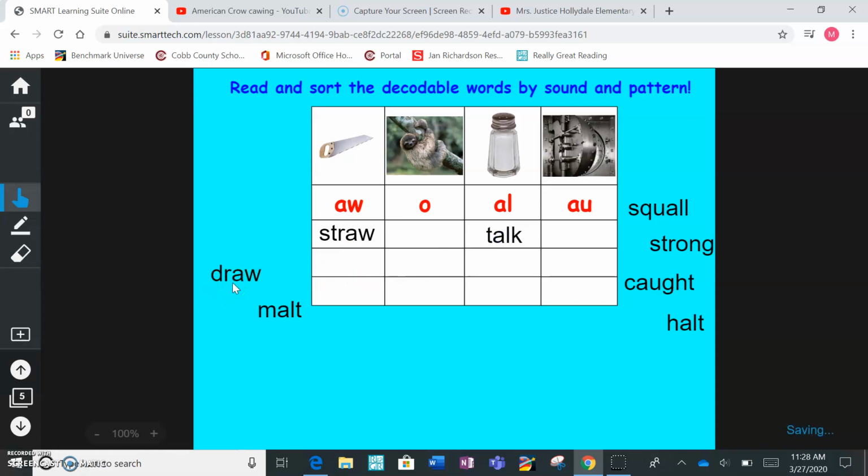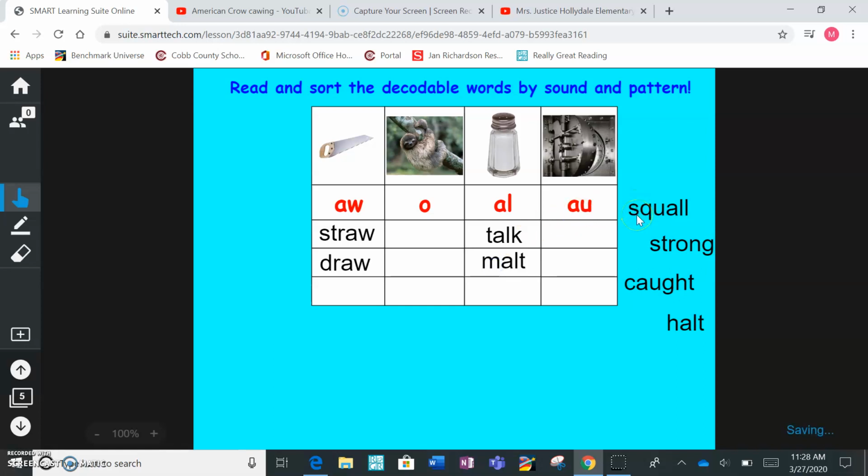Draw. How is the ah sound spelled in this word? You're so smart. Another A-W word. All right, this one is malt. Malt. It's a kind of drink. How is the ah sound spelled in malt? You're right, A-L.